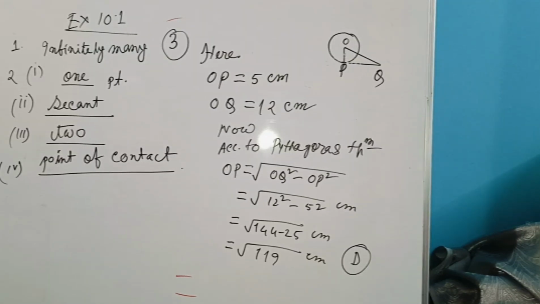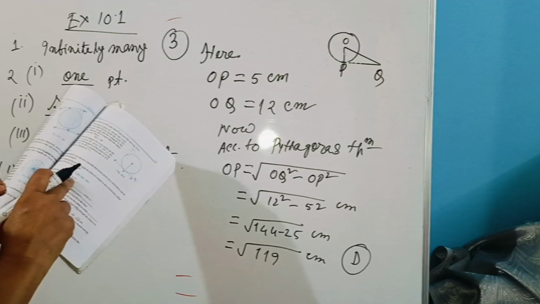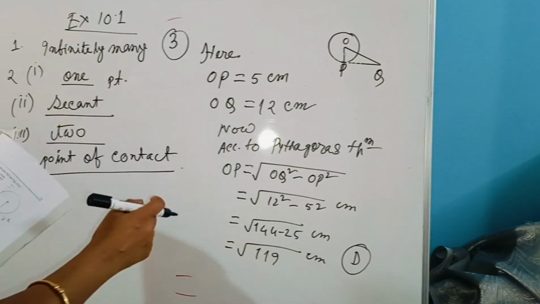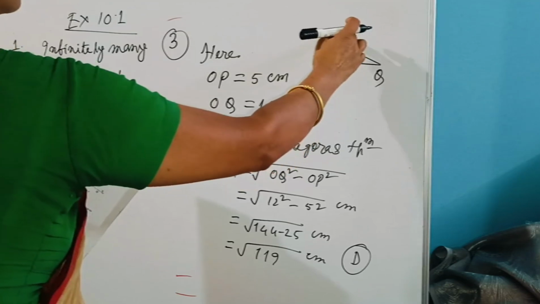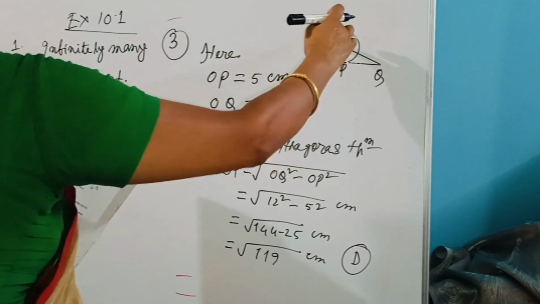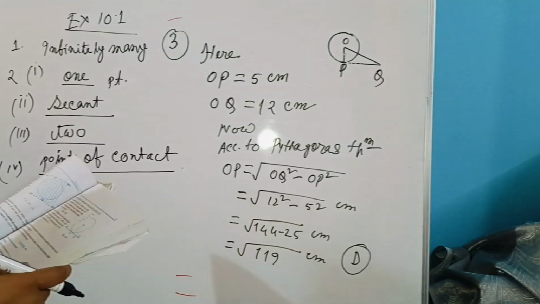Students, we go to the exercise now. See in the exercise, number 1, how many tangents can a circle have? Infinitely many. Suppose this is a circle. Here you can draw a tangent. A circle is a combination of infinite number of points, so we can draw infinite number of tangents.